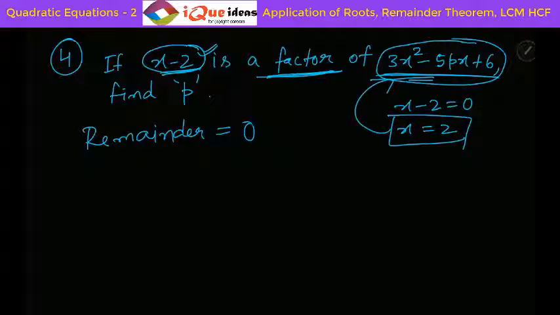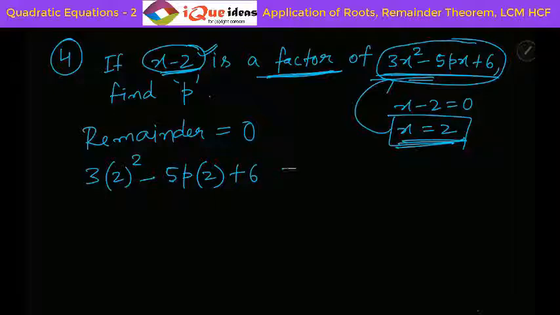So the required remainder in this case should be 3x square minus 5px plus 6. In that, put x equal to 2. So it will give us 3 into 2 square minus 5p into 2 plus 6. And this remainder should be equal to 0. So if we simplify, 2 square is 4, 4 into 3 is 12, minus 5 into 2 is 10p, plus 6, that is equal to 0.